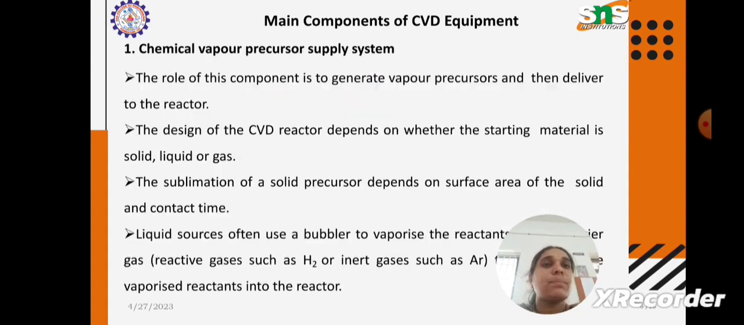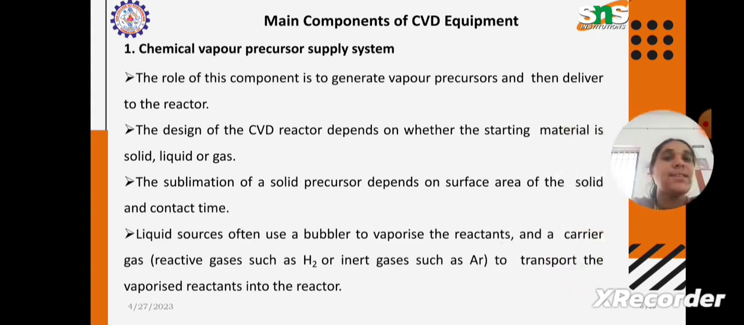The chemical vapor precursor supply system: the role of this component is to generate vapor precursor and then deliver it to the reactor. The design of CVD depends on whether the starting material is solid, liquid, or gas. The sublimation of a solid precursor depends on the surface area of the solid and its contacting. Liquid sources often use a bubbler to vaporize the reactant, and a carrier gas, such as hydrogen or an inert gas like argon, to transport the vaporized reactant into the reactor.